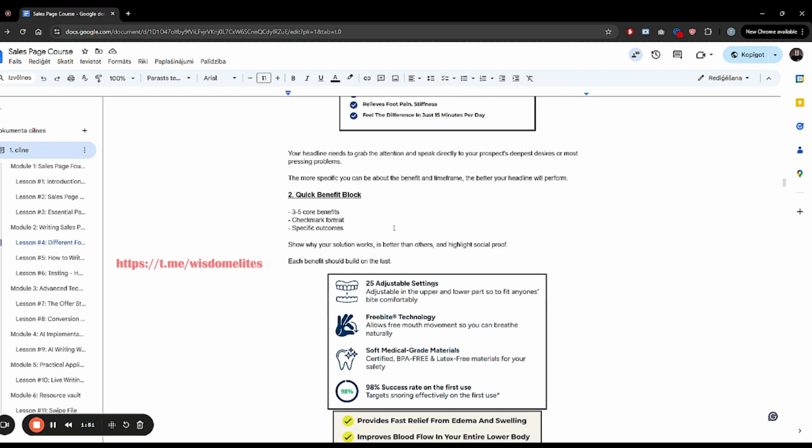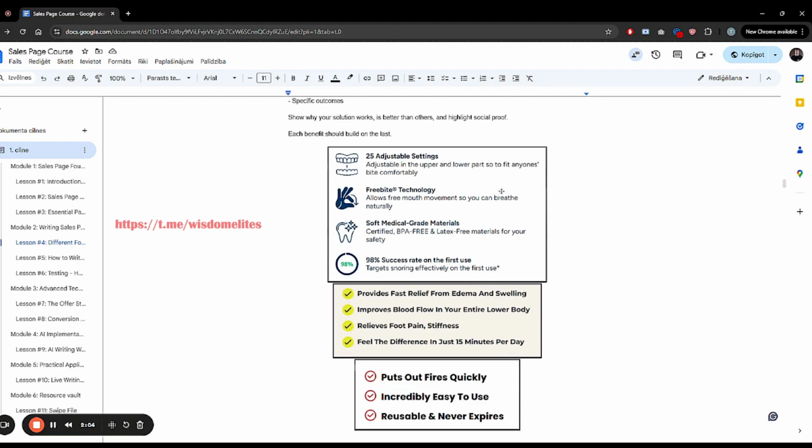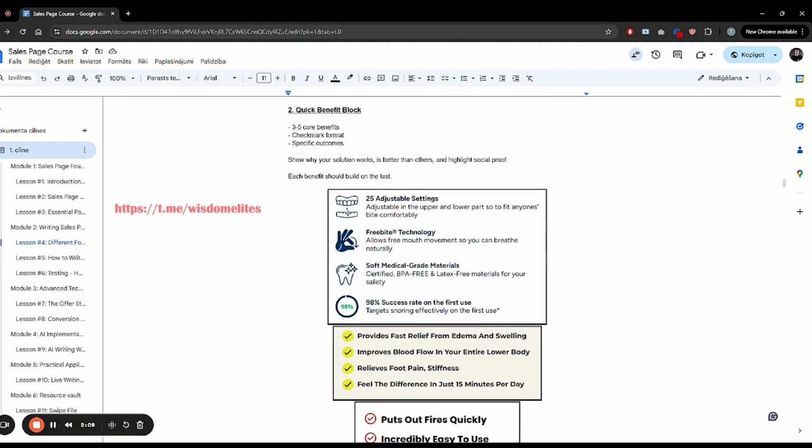Now, a quick benefit block: 3 to 5 core benefits, in checkmark format or with small icons, and specific outcomes. Show why your solution works, why it's better than others, and highlight social proof. Each benefit should build on the last. For example, take this anti-snoring mouthpiece. An objection they might have is that it might not fit in their jaw. Maybe they have a smaller than usual jaw, or crooked teeth, and they're afraid it won't fit them. So they put it at the top.